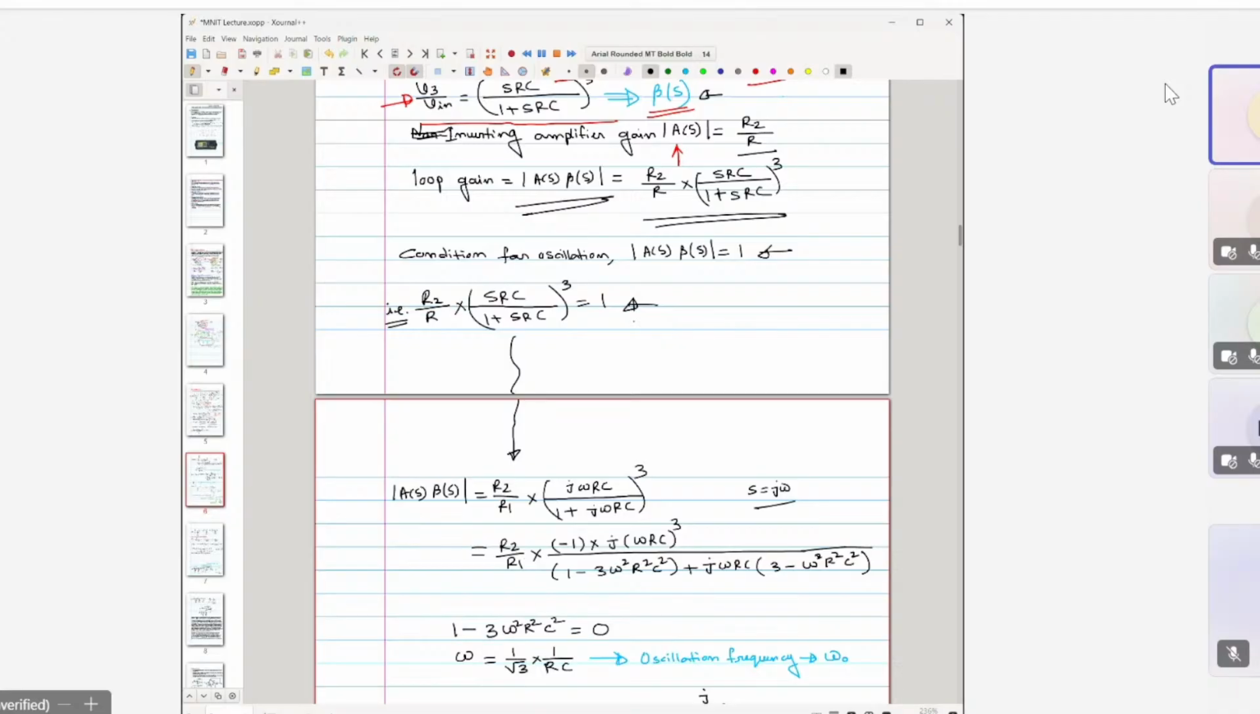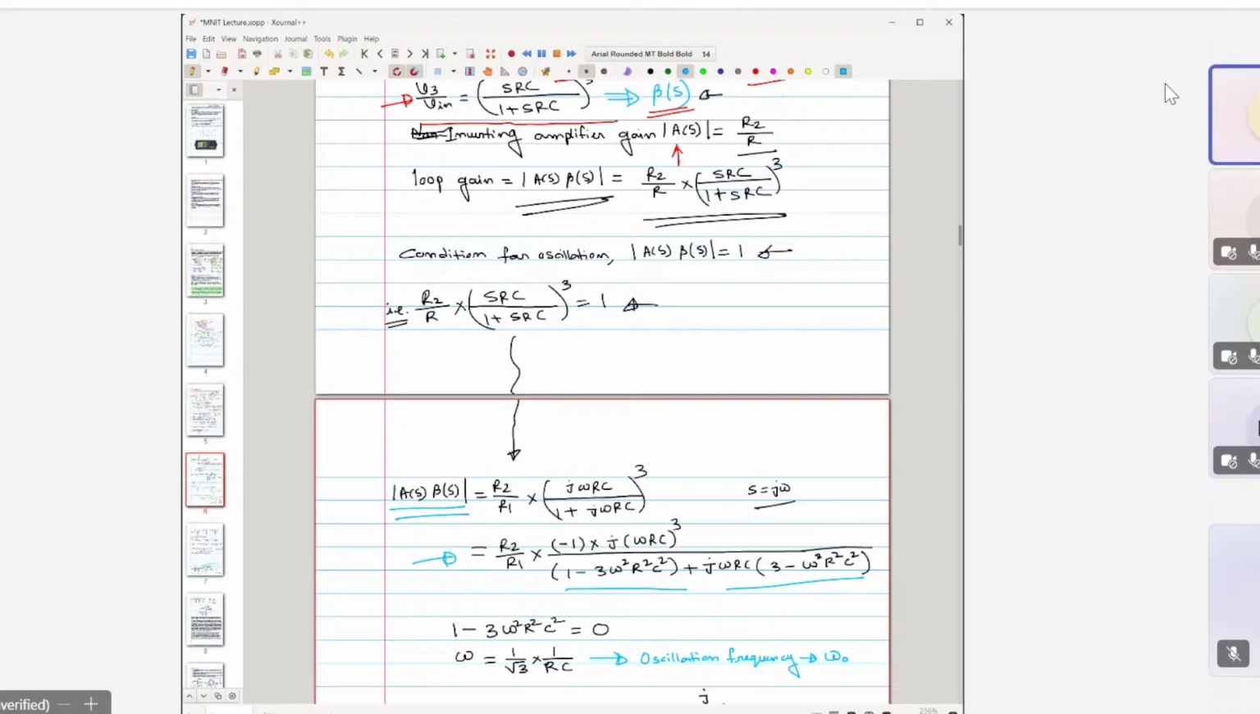Then you will get a simplified version of this mod of A S and beta S as R2 by R1 minus 1 j omega RC, this cube, by this part. Okay. Now here is the catch. Now this is the expression, and here in this expression you can see it is a complex number.